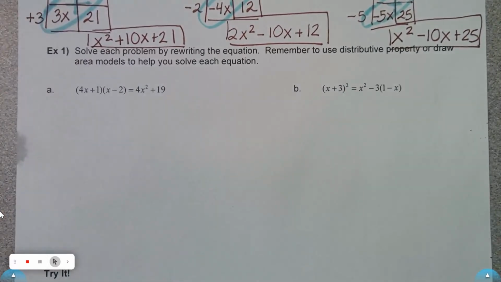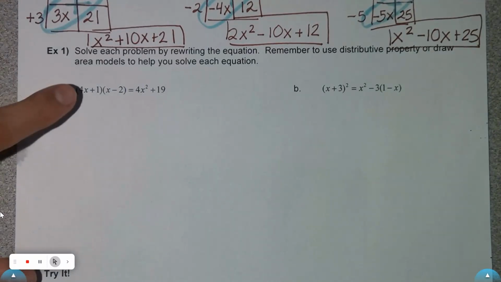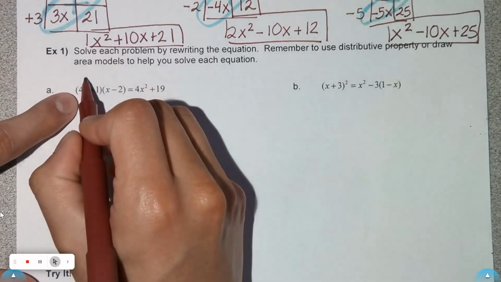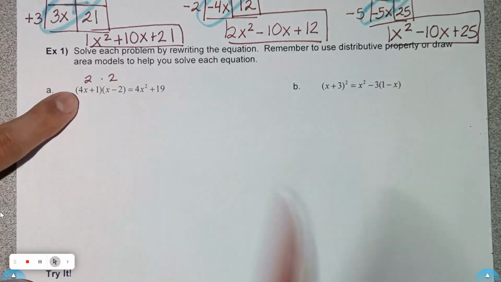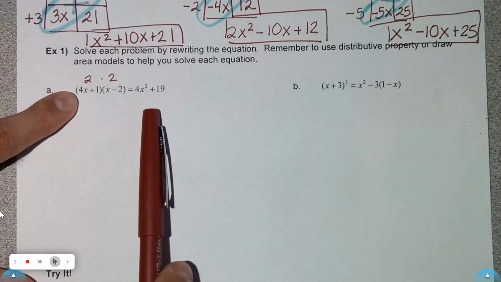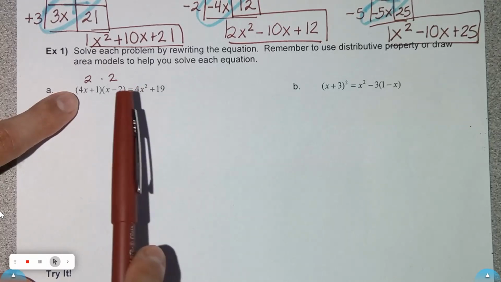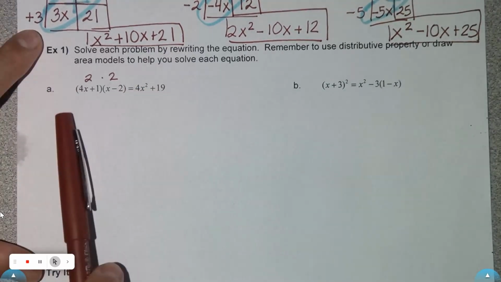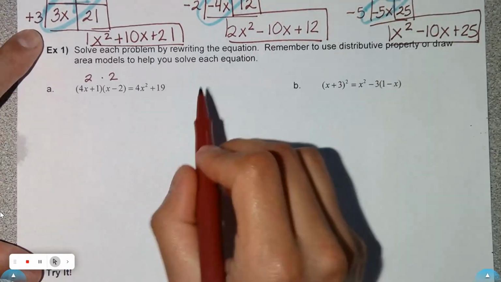So we're going to solve each problem by rewriting the equation. We need to rewrite either both sides or just one side. So for letter A, we're going to rewrite the left side because you see how I have these things that I'm multiplying? I'm going to do the box. So this is a 2 by 2 box. On the right, there's nothing for me to do. I'm not distributing. I can't combine any like terms. So the right side will stay the same. I just have to fix the left side.